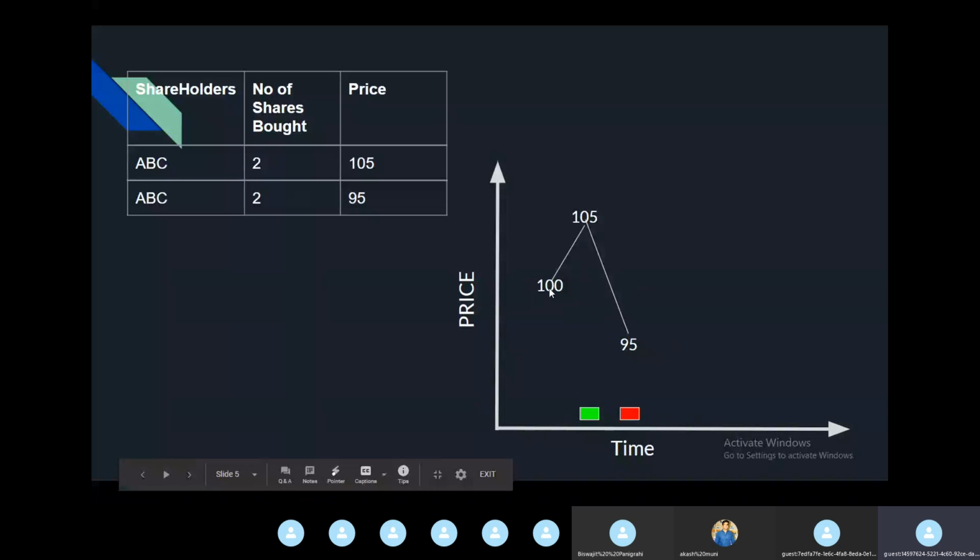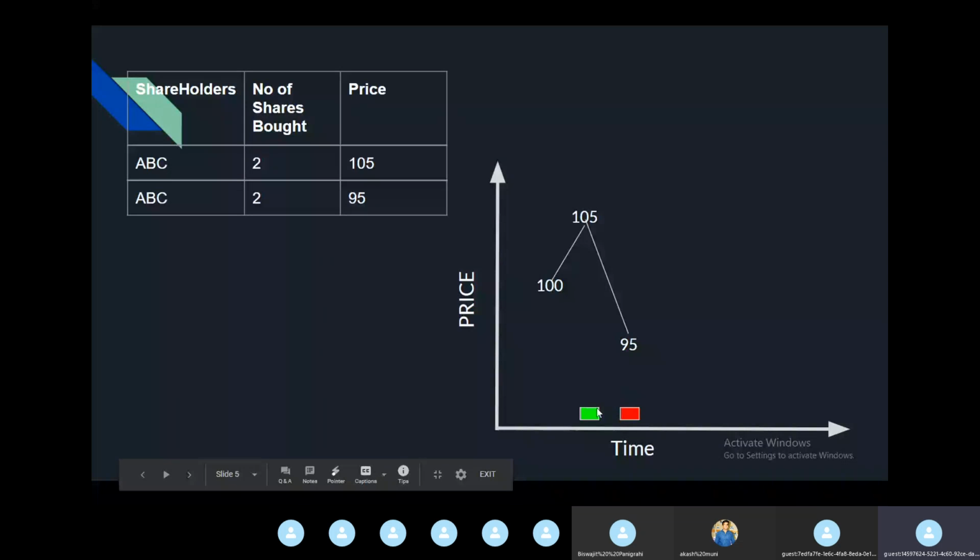Why? Because the movement of the price from 100 to 105 is a good thing. For a good thing we always say it's green, and for a bad thing we always say it is red. So it is a warning sign. From 105 to 95 the price has come down. So we say okay, that is fine, but we will denote it by red. So two shares have been transacted and we denote it by red.